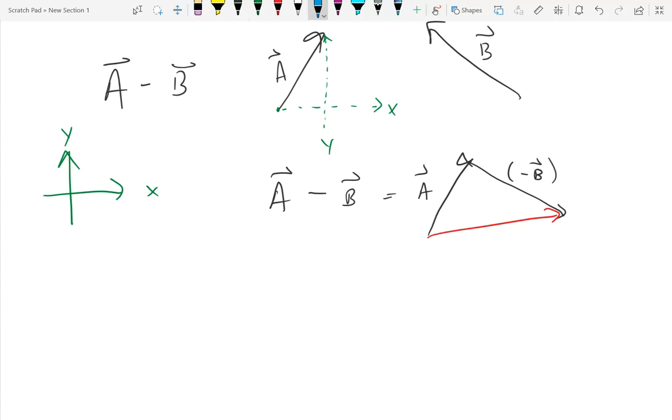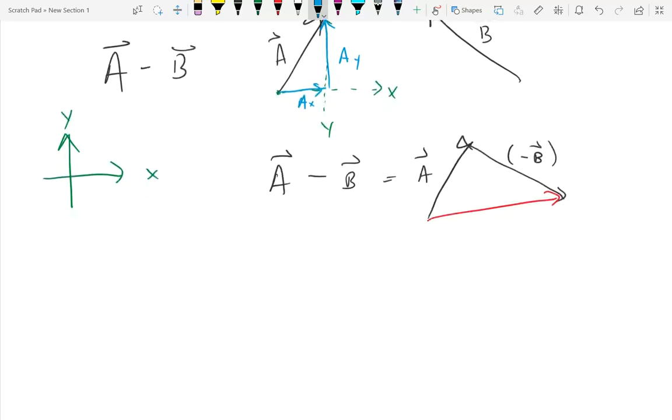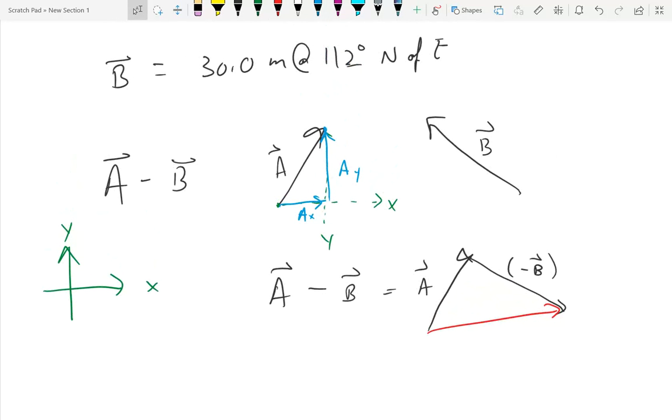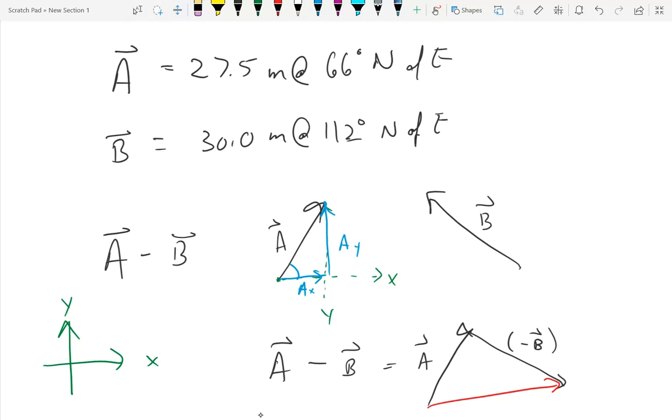Now, my vector can be made up of the sum of those two, so that's an x and a y. The portion of A in the x direction, the portion of A in the y direction. And the angle between this is, looking at the wrong one, 66 degrees. And this was 27.5 meters.